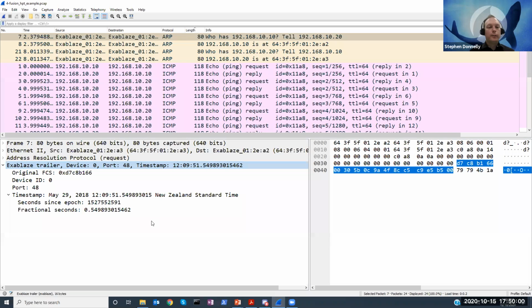So again, nothing wrong with packet brokers. They're very useful and very interesting with the extra information that they provide. You just need to be aware of them when you're looking at those packet lengths.